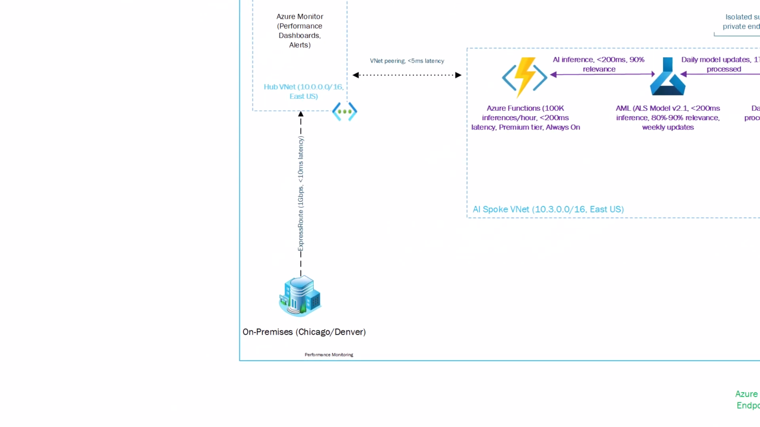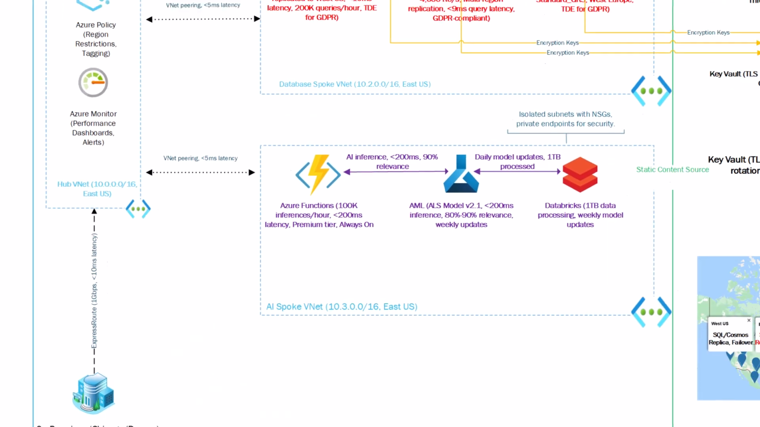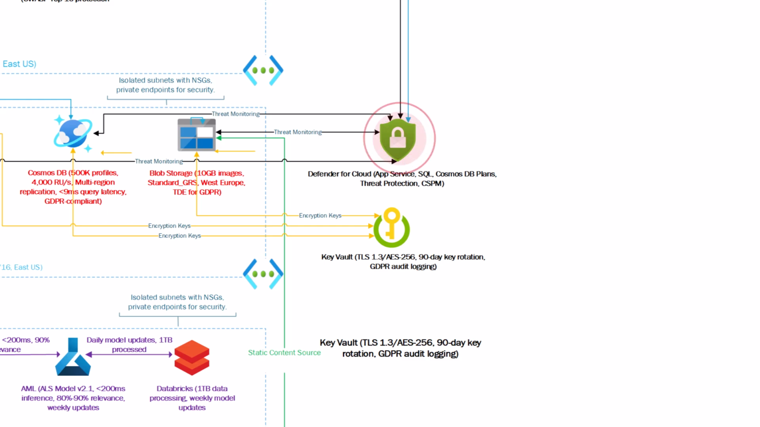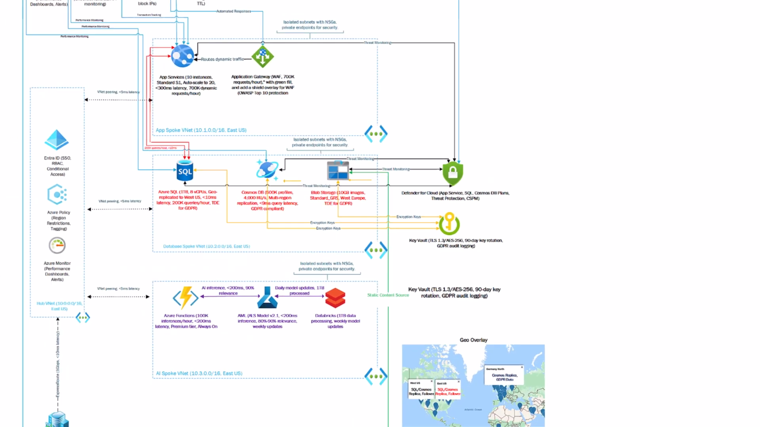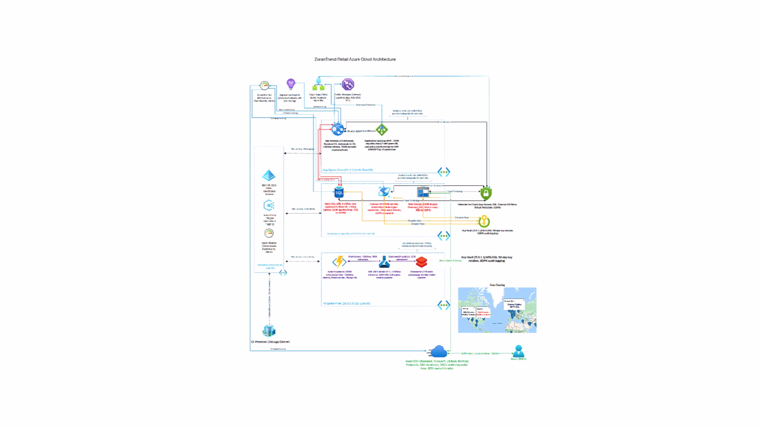ExpressRoute's 1 gigabit circuit transfers 1 terabyte in under 3 hours, while Microsoft Defender for Cloud's Cloud Security Posture Management, CSPM, enforces GDPR-compliant configuration, restricting resources to East US, West US, and North Europe. This creates a secure, efficient data network for Zoran Trend Retail.